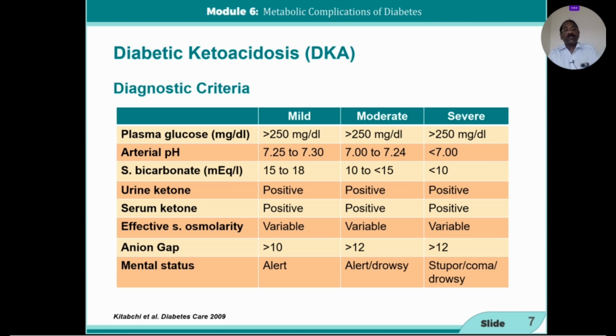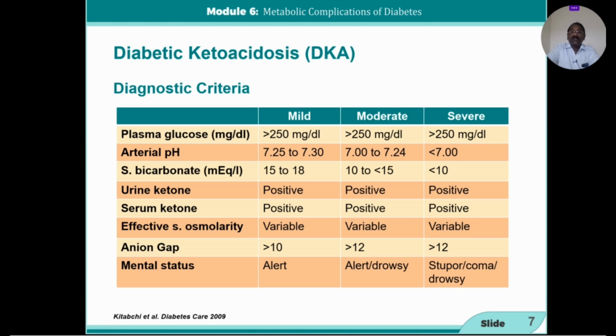The same thing happens to the serum ketone bodies also. And osmolality is variable, and the anion gap: more than 10 is mild, more than 12 is moderate, and more than 12 is severe. Mental status. In mild, it is alert. In moderate, alert or drowsy.